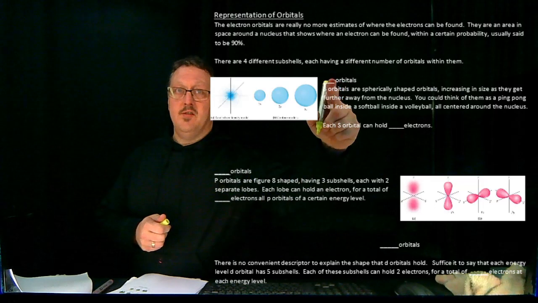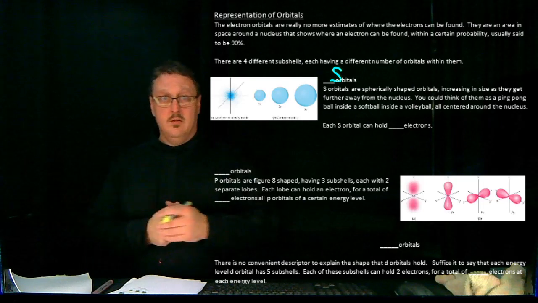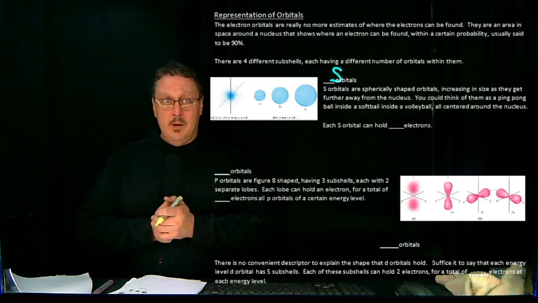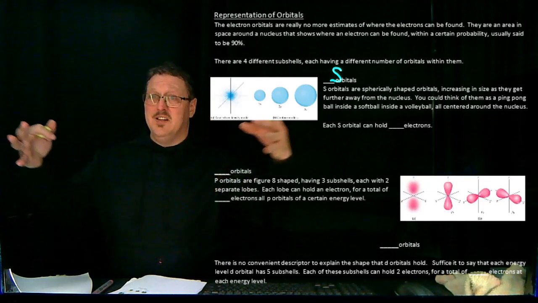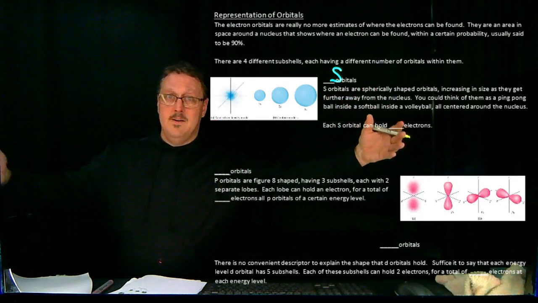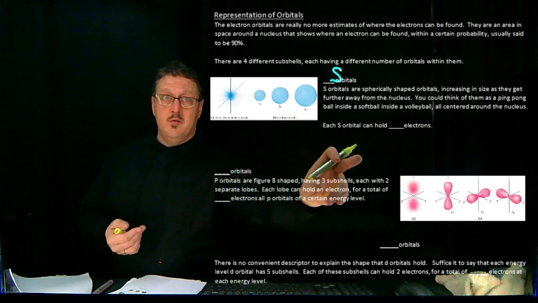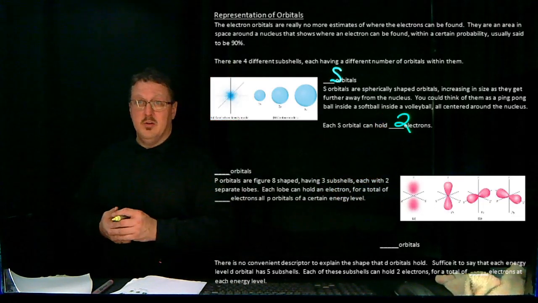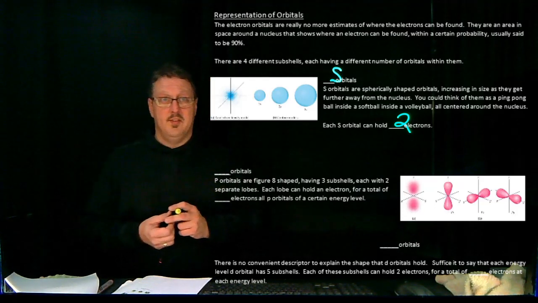The first one we have is an s orbital, and s orbitals are spherical, which is why they have the little spheres right there for you. They increase in size as they go further away from the nucleus. You can think of them as like Russian nesting dolls. Ping pong ball inside a softball, inside a volleyball, etc. And so they just get bigger and they're centered around the nucleus. Okay, so each s orbital can hold 2 electrons. So that's what we care about when we're talking about electron configurations and all of that other stuff. And so that's where we're at with that.